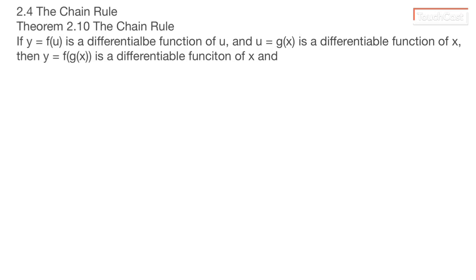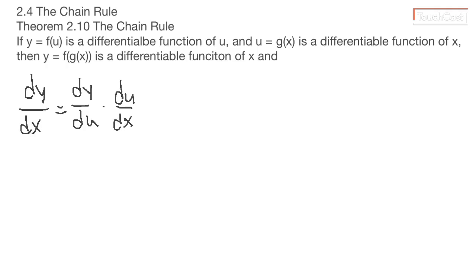So the different notations of writing the derivative using the chain rule, we can have dy dx is equal to dy du times du dx. And all that says is if we're finding the derivative of y with respect to x, it's equal to the derivative of y with respect to u times the derivative of u with respect to x.